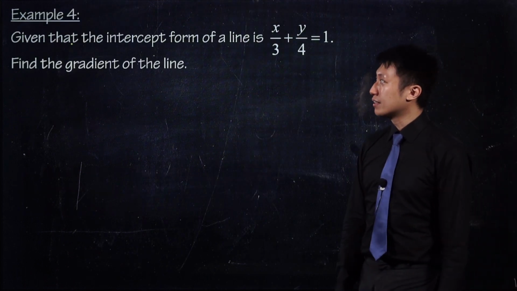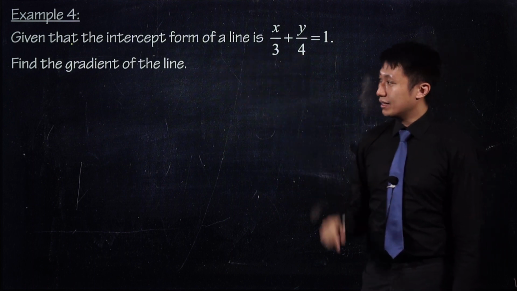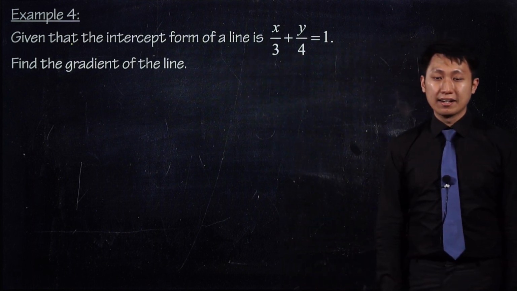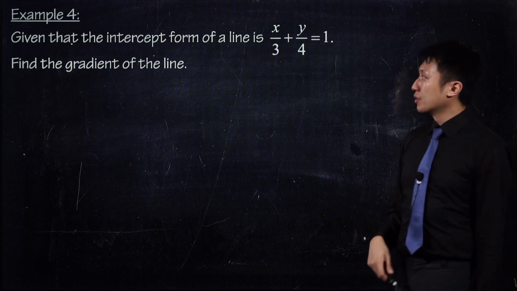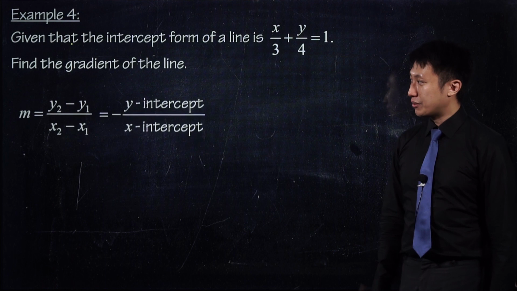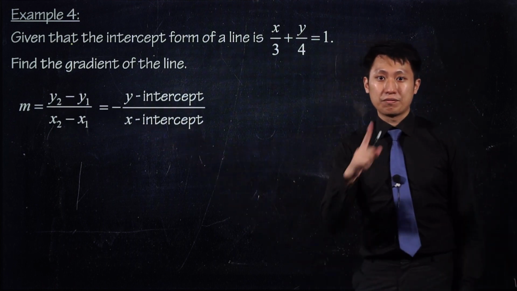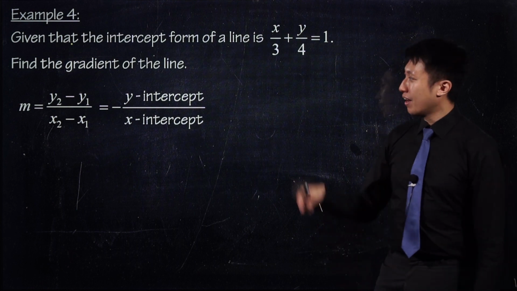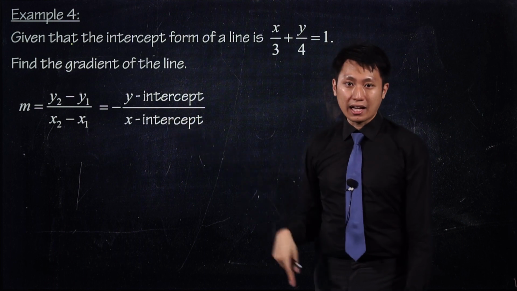Okay, given that the intercept form of a line is this one, find the gradient of the line. How do we find the gradient? Okay, so now I give you this one. I'll just hint you this one. This is the first formula that we learned today. It's this one, right? It's minus y-intercept divided by x-intercept.